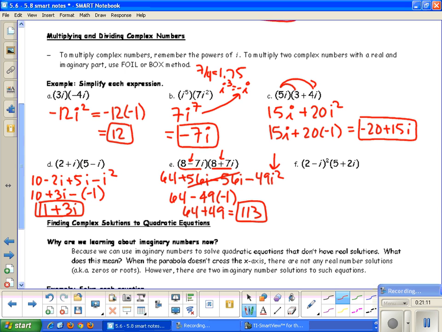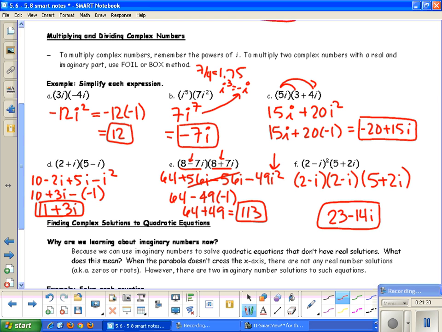So for this next one, notice you have 2 minus i squared, sorry. So if you write it out, you'd have to FOIL them all out. So you should do this on your own, and when you do this, you should end up with 23 minus 14i. So do that and then check your answer.